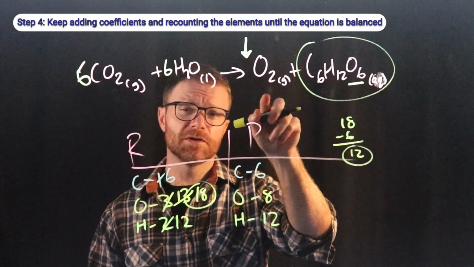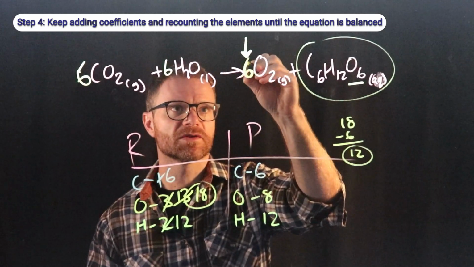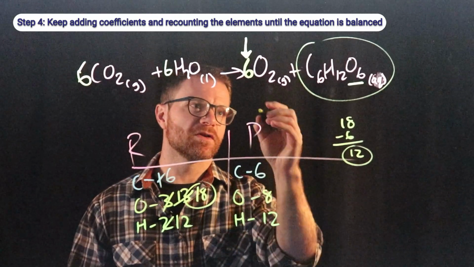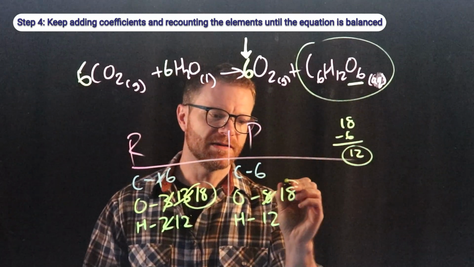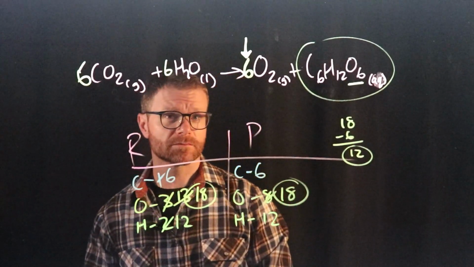So how many groups of 2 do I need to get 12? I'm going to need 6 groups of 2. So I'll put a 6 in front of that O2. And now I have 6 times 2 for a total of 12. Plus 6 for a total of 18. And now everything's nice and balanced.